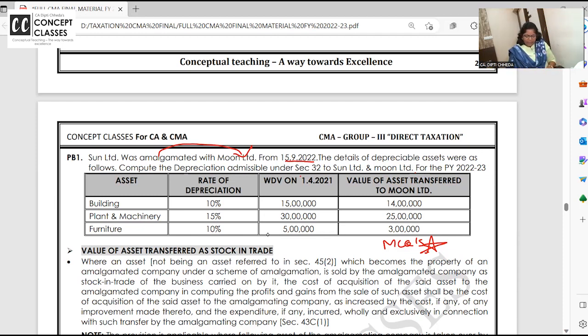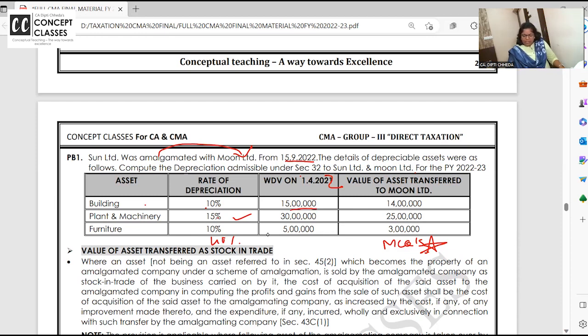Okay, right. Now the assets are given, and the rates of depreciation they have given. You should know, dear students: building is 10%, plant and machinery 15%, furniture 10%, electronics and vehicles all 15%, computer is 40%. These basic rates you should know. WDV is given. This is 15 September, so make it 22, 1st April 22, and the value of the asset which is transferred to Moon Limited.